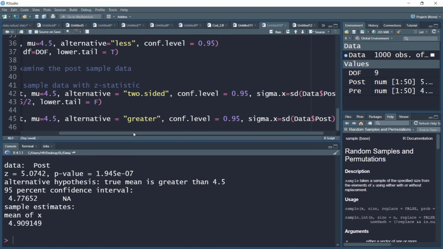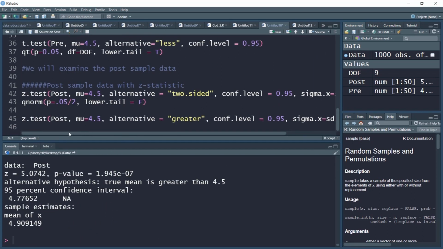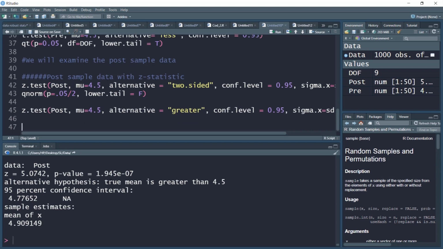Now when I run this command, notice the z value is 5.0742, and it clearly rejects the null, that is, the true population mean is greater than 4.5. A very strong result, which suggests that the mean is greater than 4.5. Now we can very well check that as well. We are not doing the lower side of the test because it is quite obvious here, given the Z statistic and our previous hypothesis test, that it is more than 4.5. So we are not doing the lower tail test.